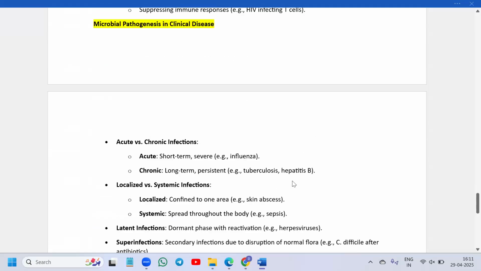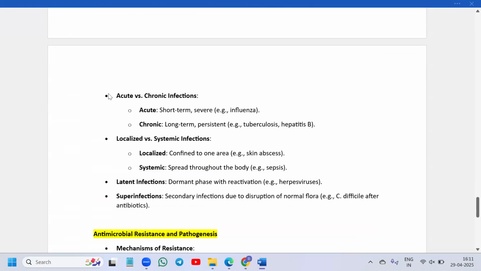Next, microbial pathogenesis in clinical disease. Again, what are the terms? Acute infection, chronic infection. Acute means short term and it's severe. Chronic means it's long term and it persists for a longer period of time. Localized and systemic. Localized means one area alone is affected, like for example, a skin abscess. So the infection is localized to one particular area. Systemic means it is spread throughout the body. So through the bloodstream, the entire body is affected. Infection spread through the bloodstream means sepsis.